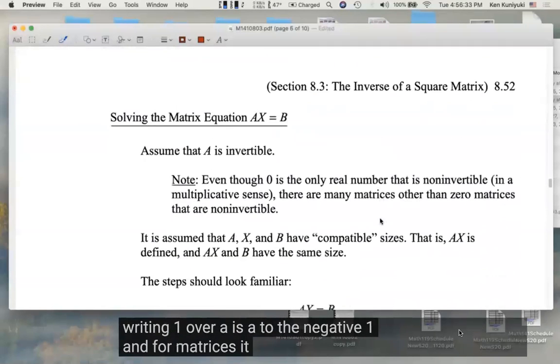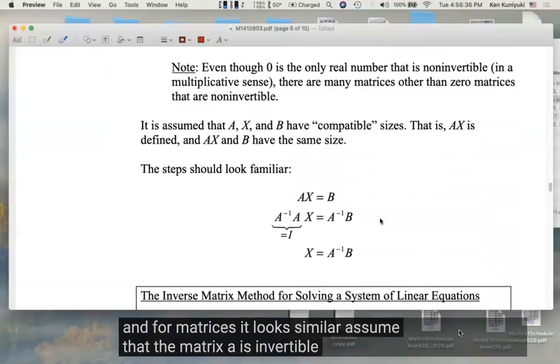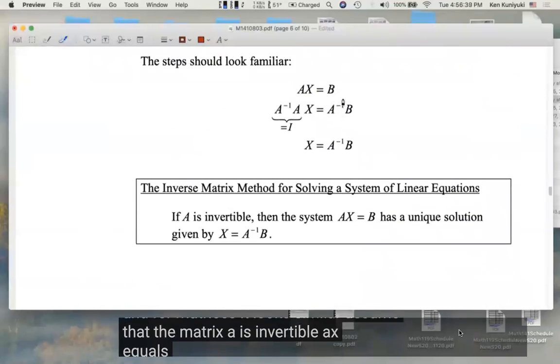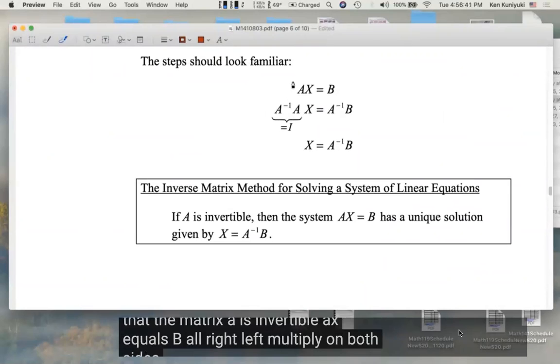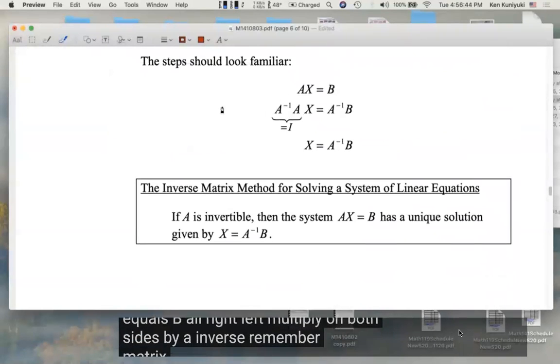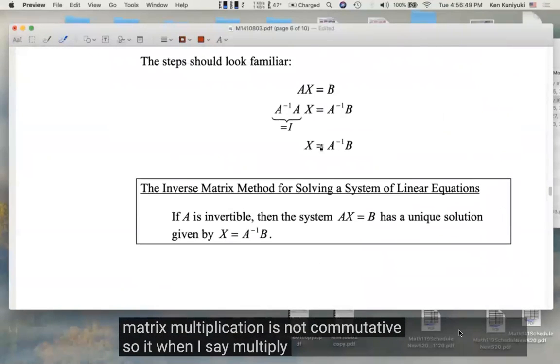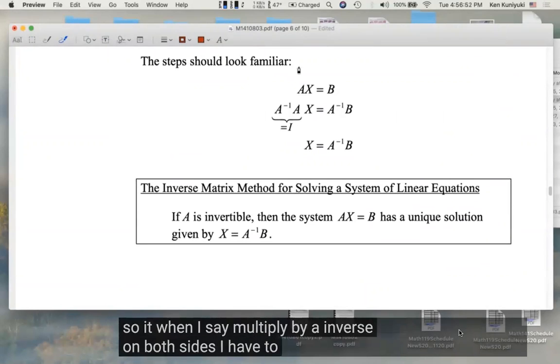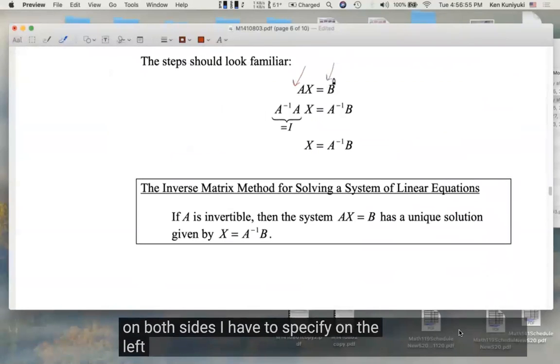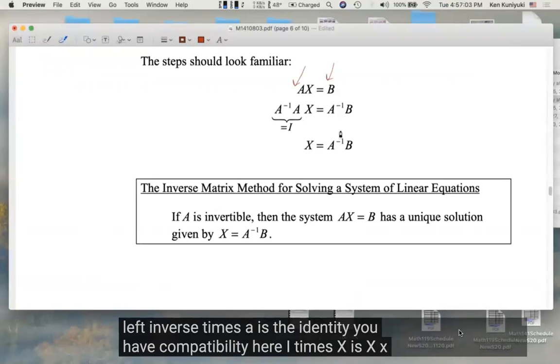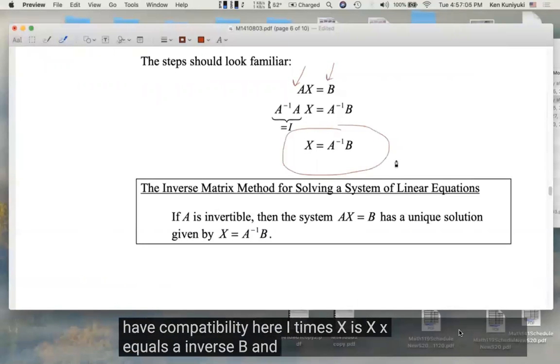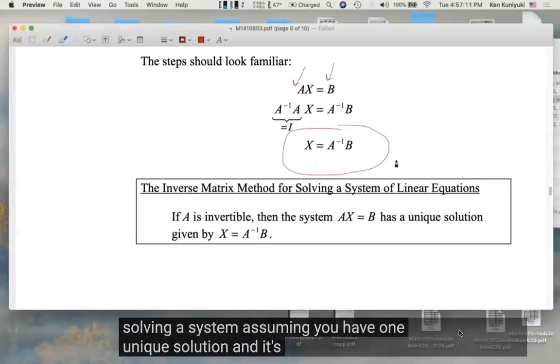And for matrices, it looks similar. Assume that the matrix A is invertible. AX equals B. Left multiply on both sides by A inverse. Remember, matrix multiplication is not commutative. So when I say multiply by A inverse on both sides, I have to specify on the left. A inverse times A is the identity. You have compatibility here. I times X is X. X equals A inverse B. And that's a way of solving a system, assuming you have one unique solution, and it's a square system.